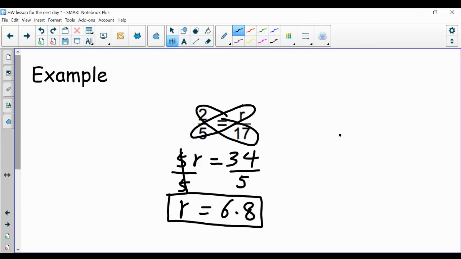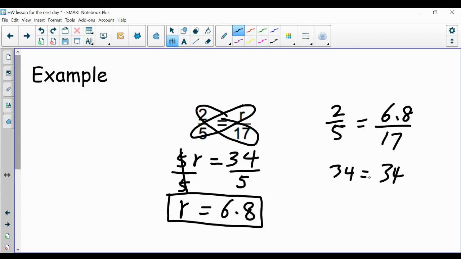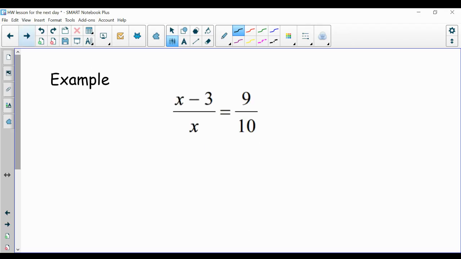Okay, so once again, you can check it quickly. Is 2 over 5 equal to 6.8 over 17? You can do simplify or you can do cross multiply, up to you. I am going to do cross multiply here because I already did 2 times 17 is 34, and let's see if 5 times 6.8 is 34 also. Yes, 34. So I got the final answer: r equals 6.8.